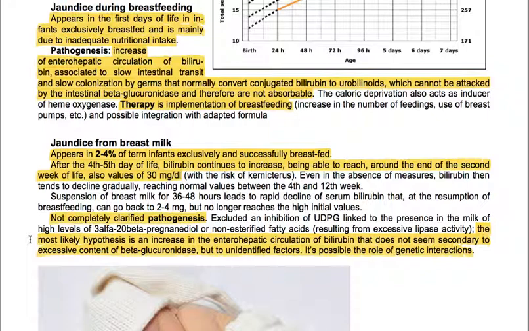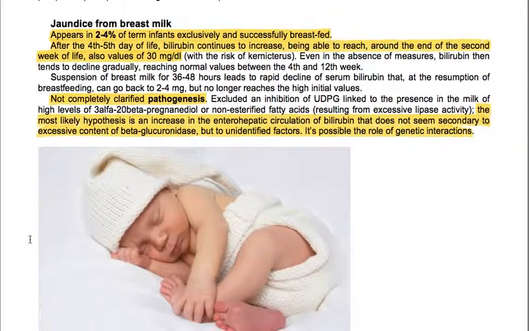And we also have jaundice from breast milk. It occurs in 2-4% of term infants exclusively and successfully breastfed. After the 4th-5th day of life, bilirubin continues to increase, being able to reach around the end of the 2nd week of life values of 30 milligrams per deciliter, with the risk of kernicterus. Even in the absence of measures, bilirubin then tends to decline gradually, reaching normal values between the 4th and the 12th week. Suspension of breast milk for 36-48 hours leads to rapid decline of serum bilirubin that, at the resumption of breastfeeding, can go back to 2-4 milligrams, but no longer reaches the high initial values.